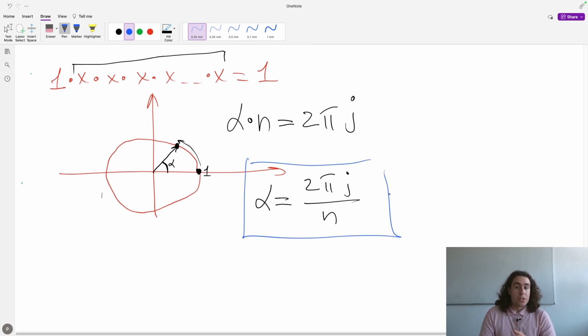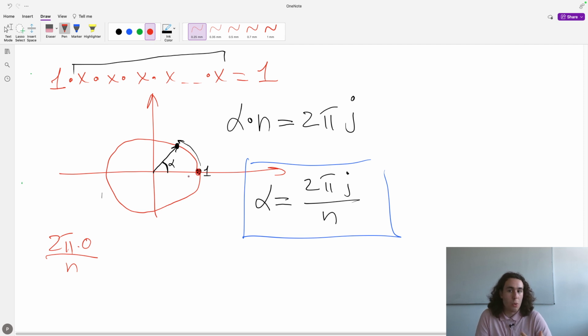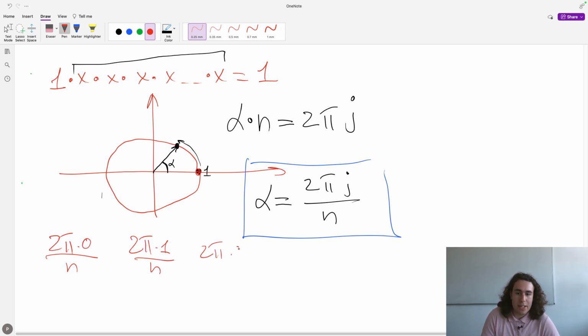So any number of this form works, right? And how many of these numbers are there? I want to say that there are exactly n of them, right? I can take 2 pi times 0 over n, which will represent angle 0, so it's just number 1. Of course, 1 to the power of n is 1. I can take 2 pi times 1 over n, 2 pi times 2 over n, and so on, up to 2 pi times n minus 1 over n.